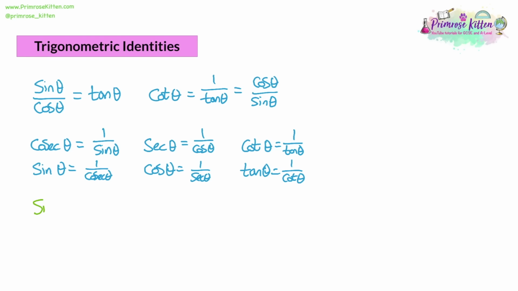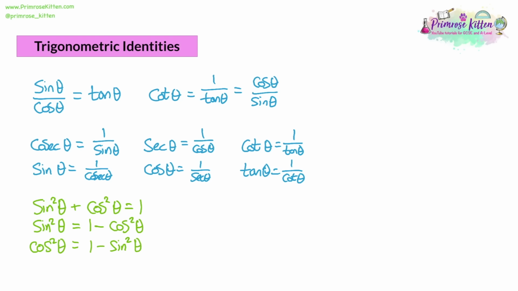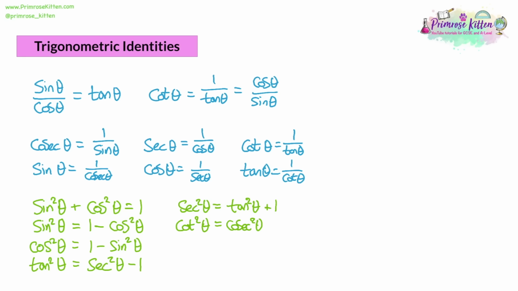The next step is that sine squared theta plus cos squared theta is equal to 1. And by rearranging this, we can find out a few things. So, for example, sine squared theta is equal to 1 minus cos squared theta. Cos squared theta is equal to 1 minus sine squared theta. Then we can get versions with sec, cosec, and cot. So tan squared theta is equal to sec squared theta minus 1. Then we can say things like sec squared theta is equal to tan squared theta plus 1. Cot squared theta is equal to cosec squared theta minus 1. And cosec squared theta is equal to cot squared theta plus 1.